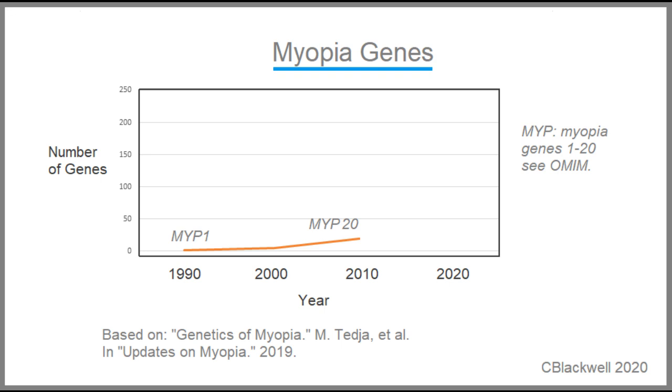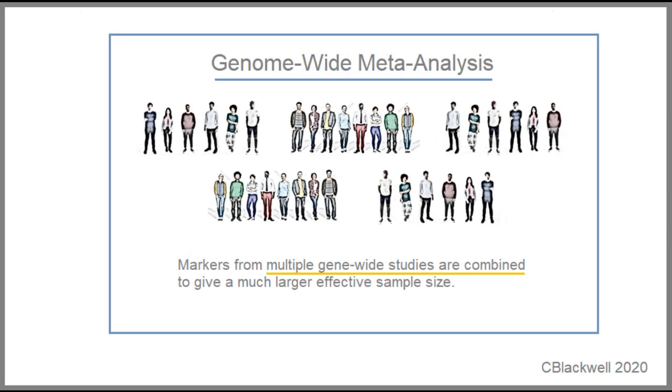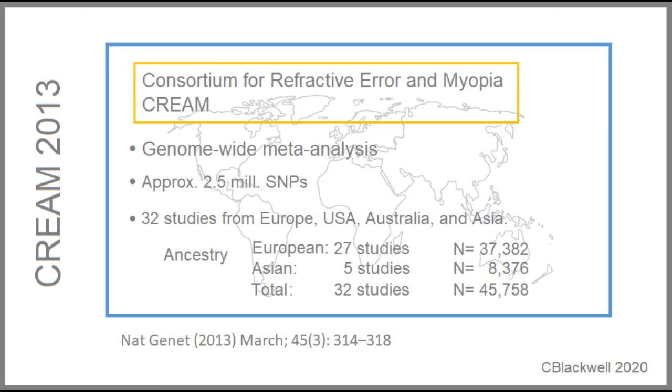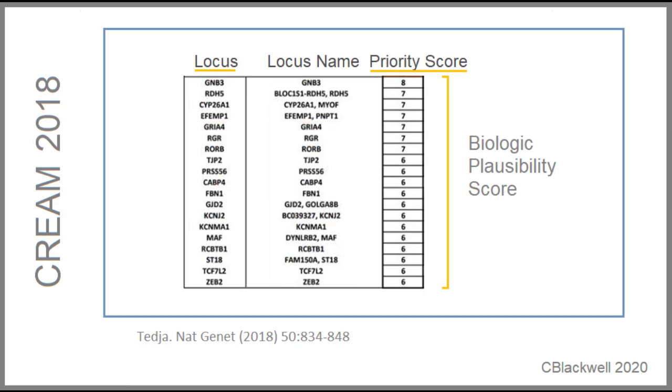The identification of myopia-associated genes increased significantly with more recent genome-wide association studies. And genome-wide studies can be combined to give even larger sample sizes. Just such a study was done for myopia, the CREAM study. Screening 2.5 million gene markers, or SNPs, they determined which genes had the highest association with myopia and ranked the strength of association. There were 19 genes with the highest plausibility scores.